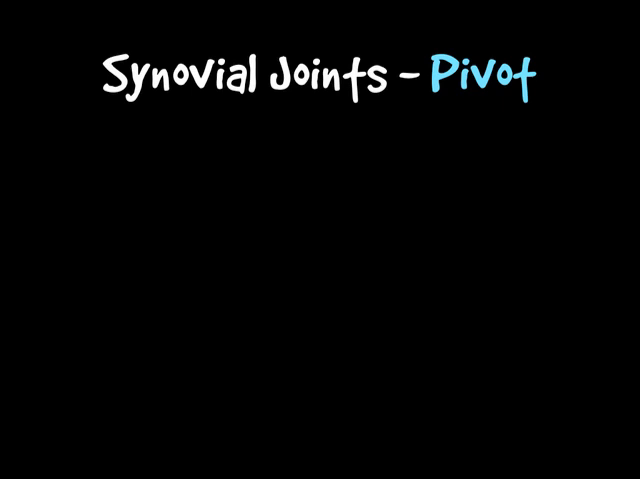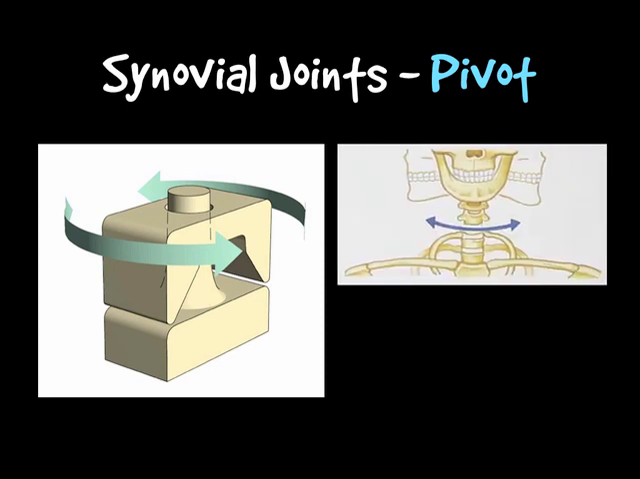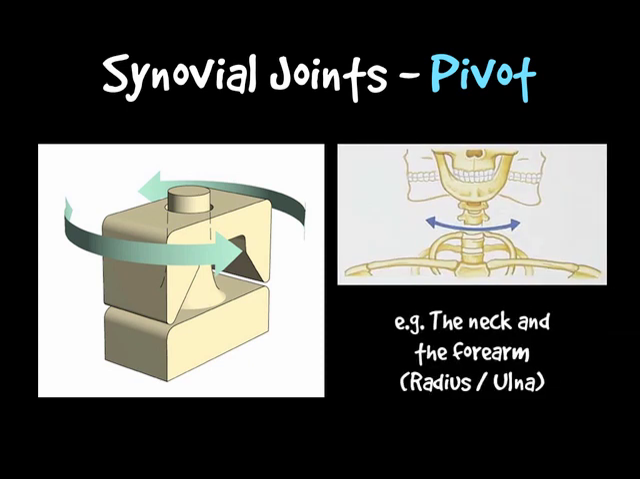Fourth joint is what we call a pivot joint. Again, this is something that rotates around an axis, just like your head or the top of the spine, what we call the neck, and that's a good example of a pivot joint. There is also a pivot joint in your forearm where your radius and ulna are, and where they twist over. So when you twist your wrist, that's what your radius and ulna do. There is a pivot joint there.